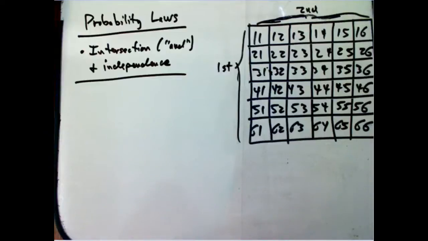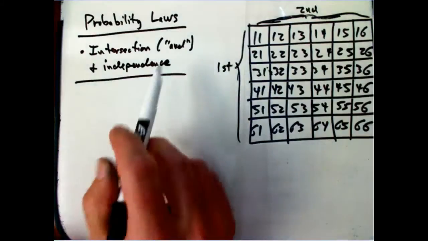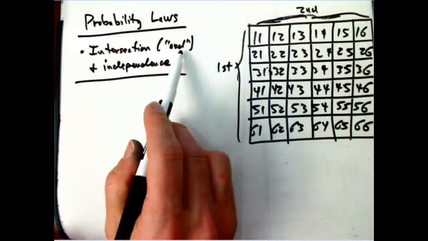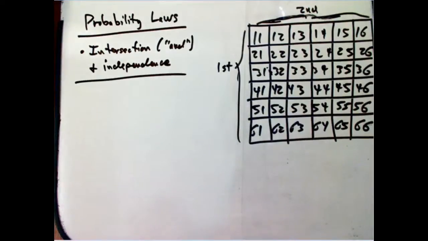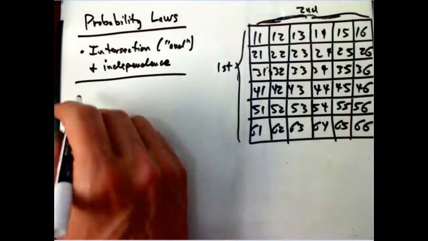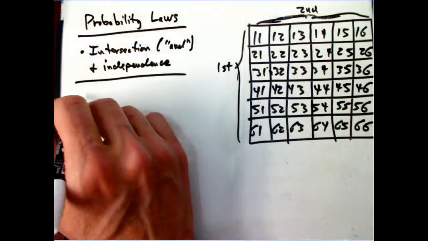Let's talk a little bit about the probability laws for the intersection, in other words, when two events are connected with an "and" to make a more complicated event, and a little bit about the concept of independence, which is the deepest concept really in probability. So just a couple of examples to get a little bit of these ideas.